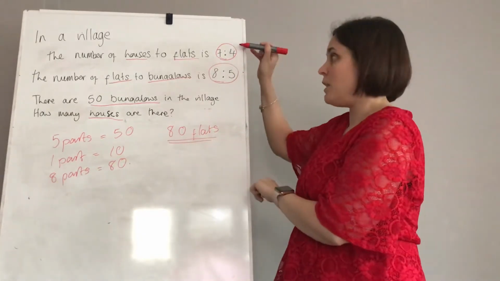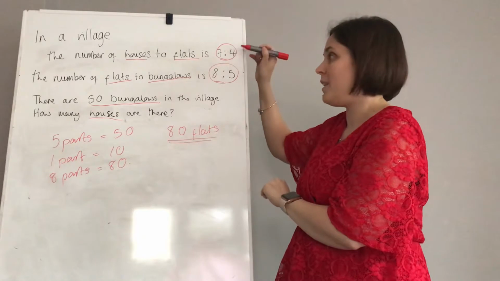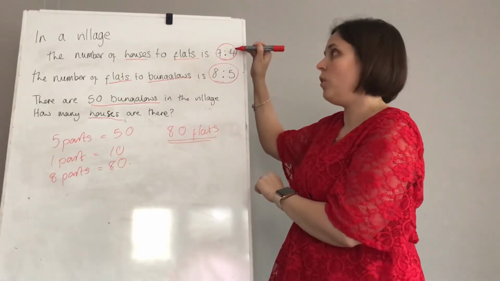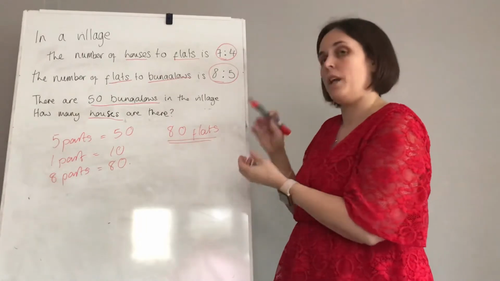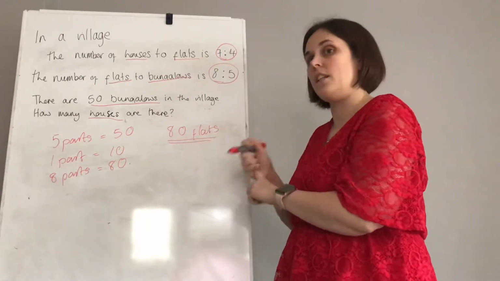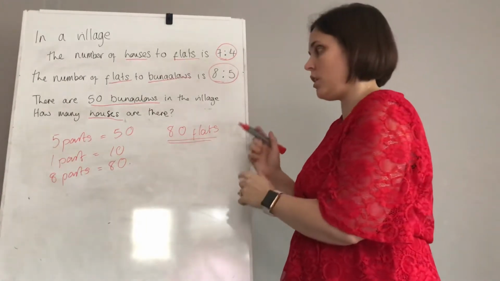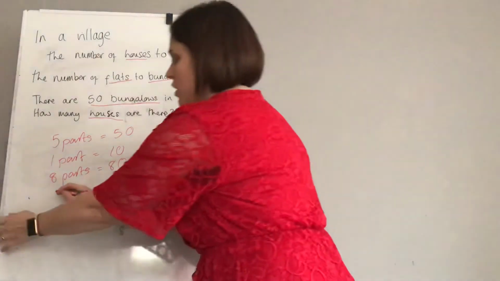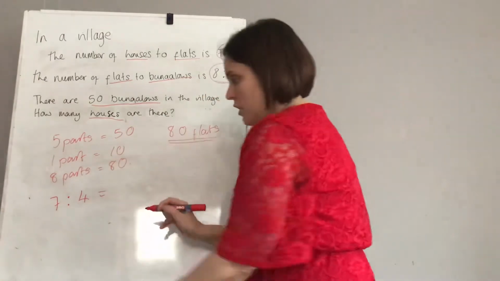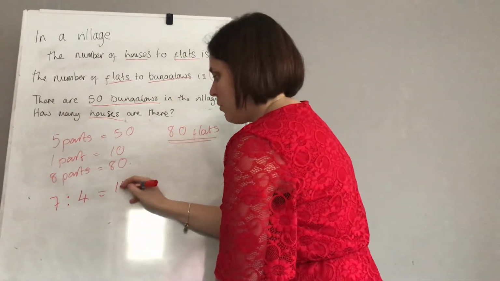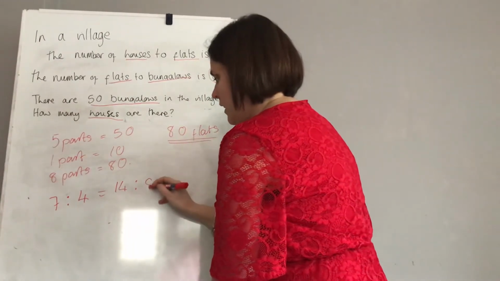Quite easily, if we double this whole ratio, we then have 4 becomes 8, 7 becomes 14, and we have the same number of parts relating to flats in both ratios. So we can change that ratio of 7 to 4 by doubling each side, which gives us 14 to 8.